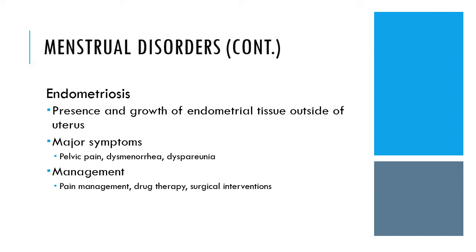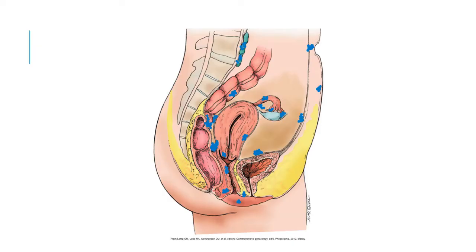Management for endometriosis is going to include NSAIDs for pain. We want to administer some medications to suppress estrogen levels, and possibly surgical intervention if severe or incapacitating symptoms. So here's a picture of endometriosis. As you can see, all those little blue spots are different places where that endometrial tissue implants. So that's what causes the pain, is from the implantation on other organs within the body.